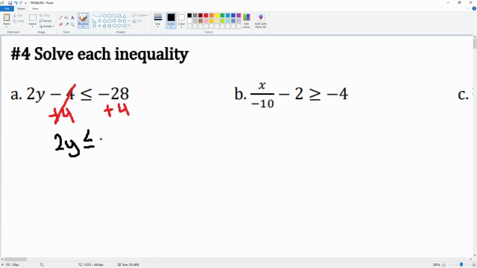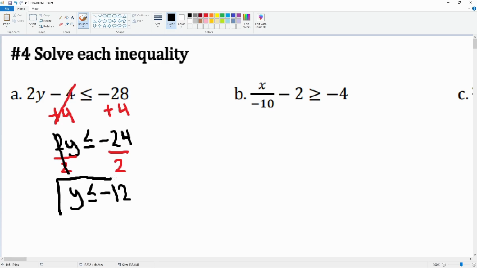-28 plus 4 becomes -24. There's a 2 in front of the y, so we divide by 2 to both sides. This cancels, leaving you with just a y. The inequality does not change because we're dividing just by a positive value. -24 divided by 2 is -12. This is your final answer.